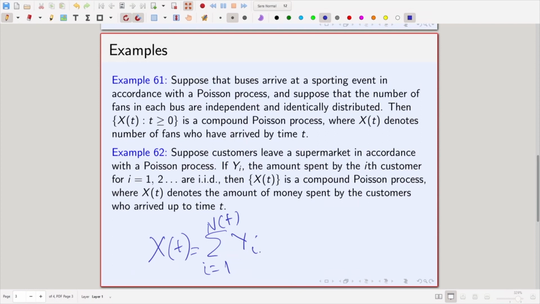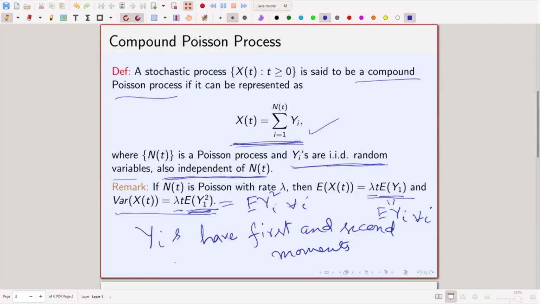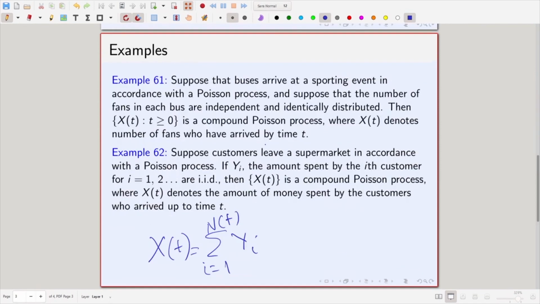If N(t) is 0, then this sum is 0. So N(t) can actually be equal to 0. In that case, what is this sum? If N(t) is equal to 0, then X(t) is equal to 0, that is the convention we are following. So, if Y_i is the number of fans who come in the ith bus, then up to time t there will be N(t) arrivals of buses. So, the total number of fans who will arrive up to time t is given by this formula. You see, the compound Poisson process arises very naturally.